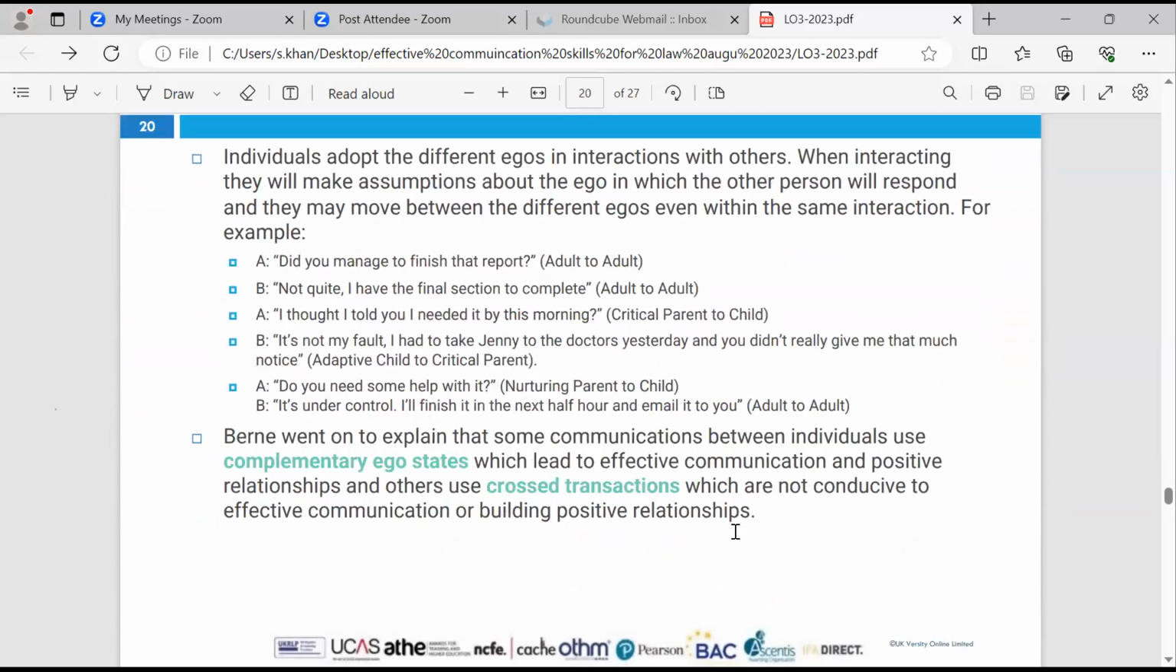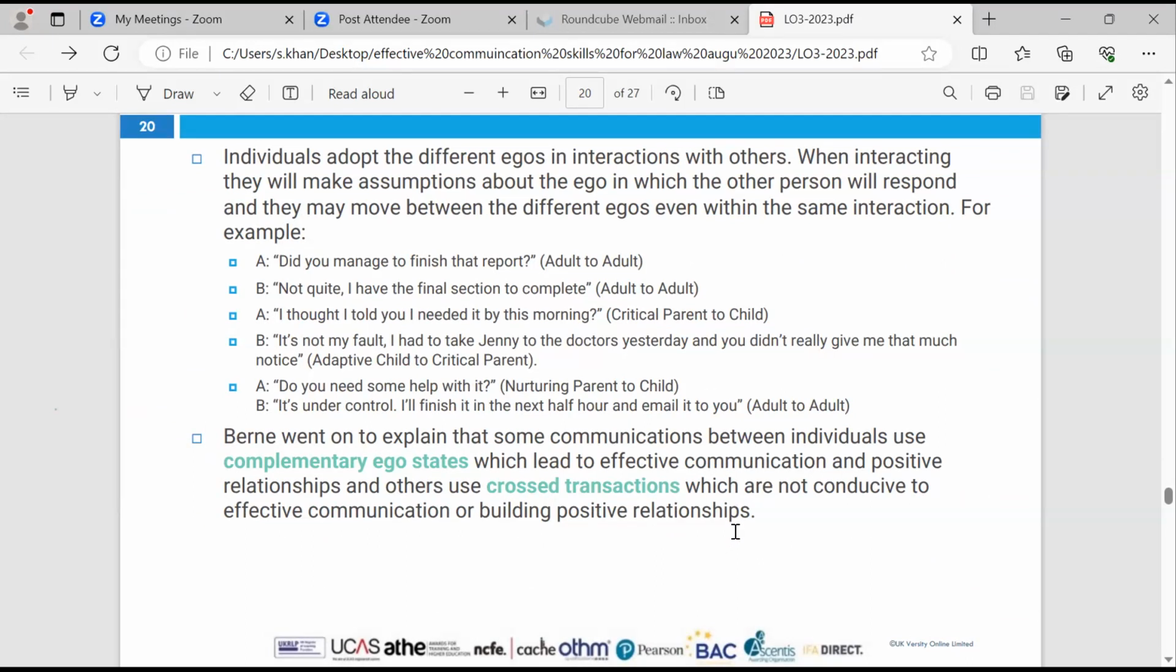Individuals adopt the different egos in interaction with others. When interacting, they will make assumptions about the ego in which the other person will respond, and they may move between the different egos, even within the same interaction. For example, A: Did you manage to finish that report? Adult to adult. B: Not quite. I've still got the final section to complete. Adult to adult. A: I thought I told you I needed it by this morning.